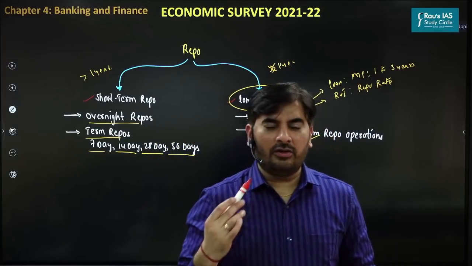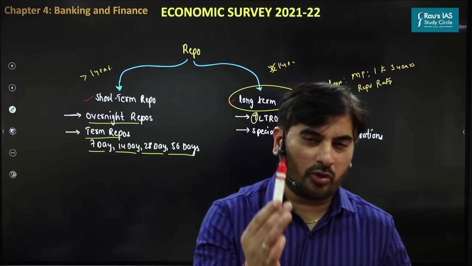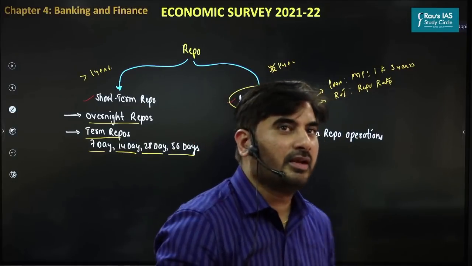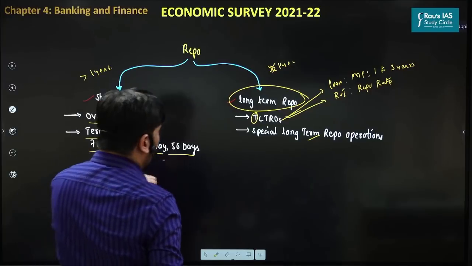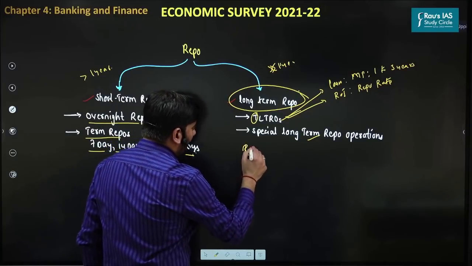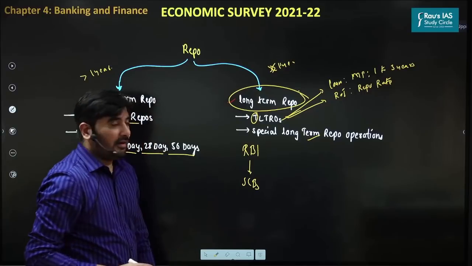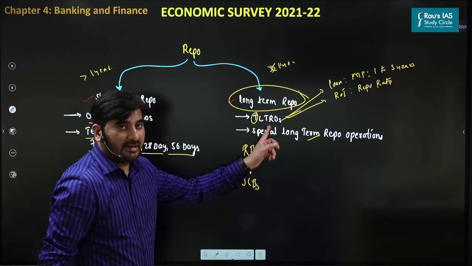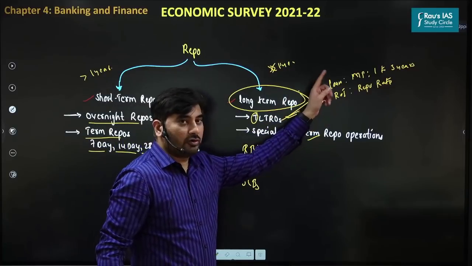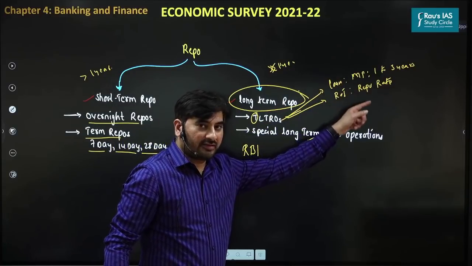The question is, why do we call it targeted long-term repo operations? Let's understand that. See, what happens under the targeted long-term repo operations is you have RBI. RBI gives loans to scheduled commercial banks as part of these targeted LTROs. Maturity period is 1 to 3 years. Rate of interest is equal to the repo rate.